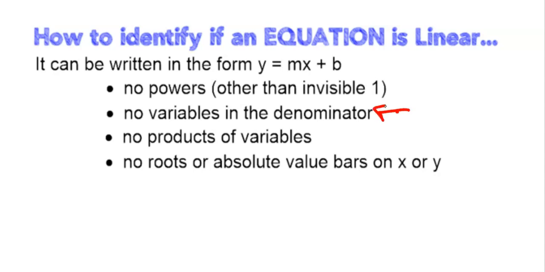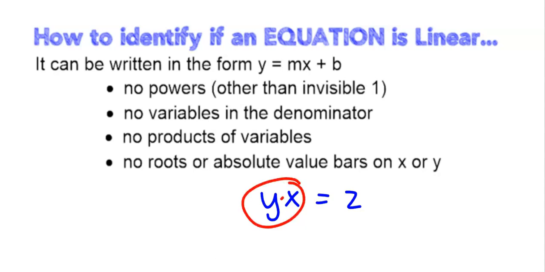The second rule is no variables in the denominator. This is linear. This is not. The third rule is no products of variables. This is linear. This is linear. But this is not. That is a product of variables.